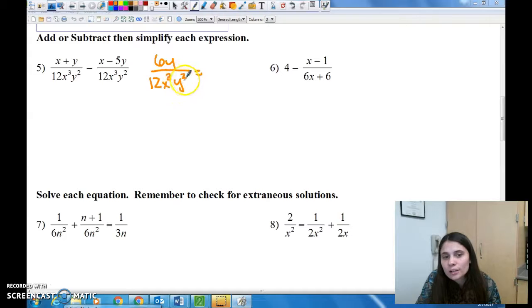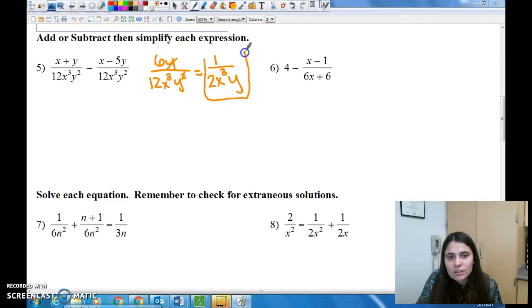So then I can simplify this a little bit. So I have y squared is y times y. So one of these y's cancels with this y. And then 6 over 12, well, that simplifies to 1 over 2. So I have 1 over 2, and then I have x cubed. One of my y's cancels, so I just have 1y left. So this simplifies to 1 over 2x cubed y.